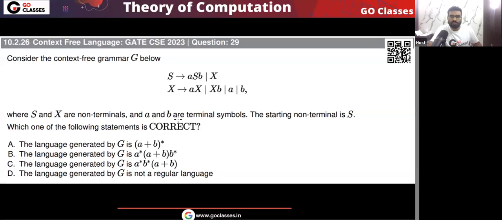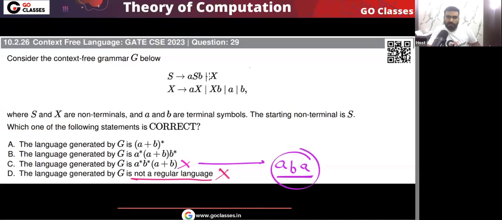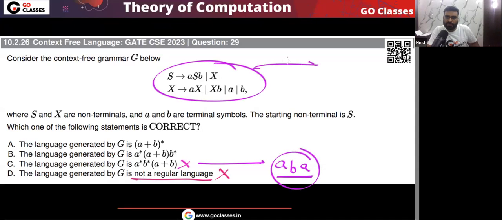So here, for this question, which statement is correct? Remember, the language is regular, so option D is wrong, because the language I am getting is a regular language. So here you can see the answer will not be option C. What is the reason? Because in option C, I can generate this type of string, A, B, A. But this string is the counter example. From here, I cannot generate A, B, A. So this option C is gone.